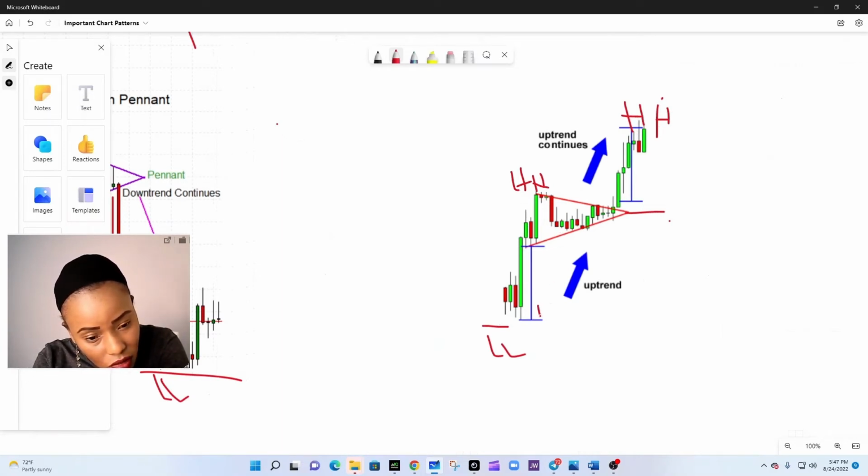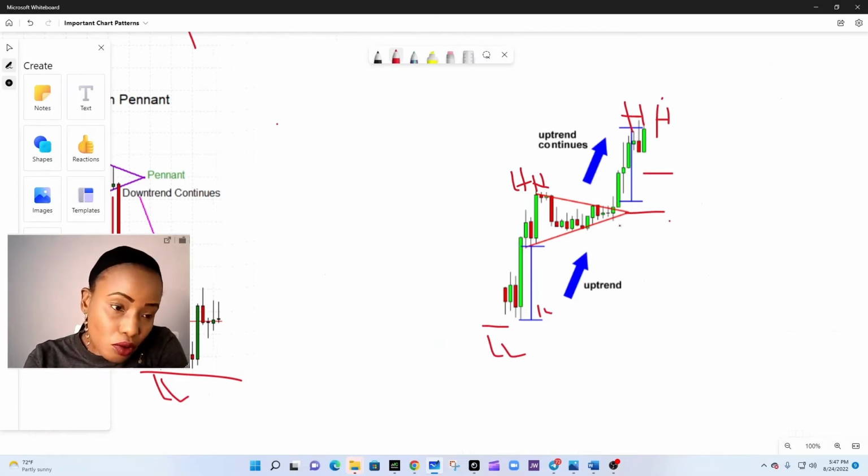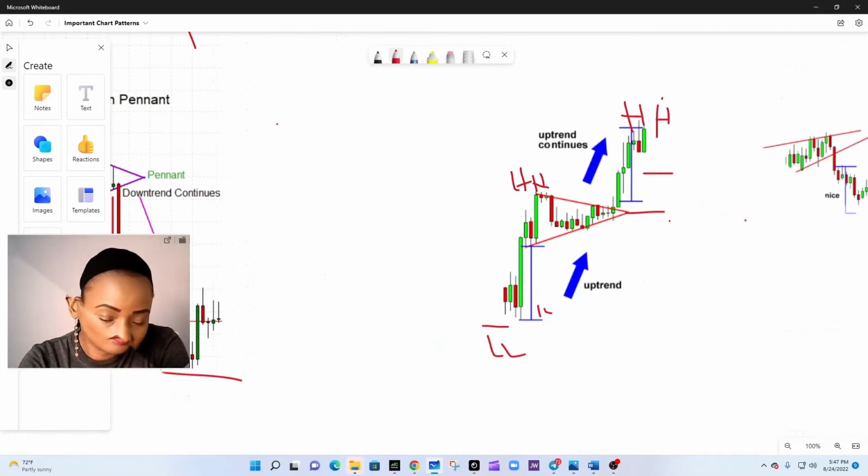So if these were 100 pips, as soon as the price breaks out of the pennant, you are sure to get 100 pips from this area here, and you're able to collect your profits for the day.